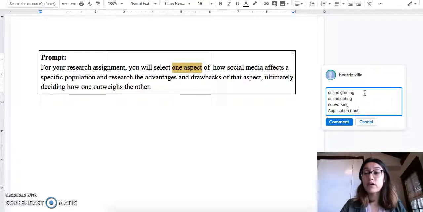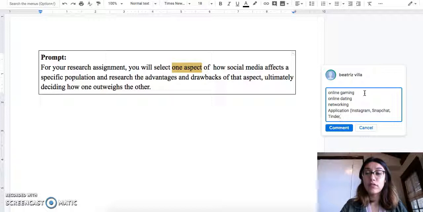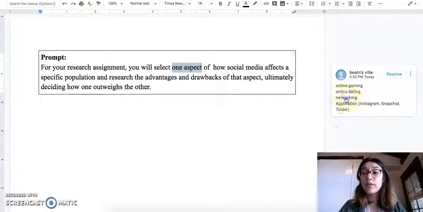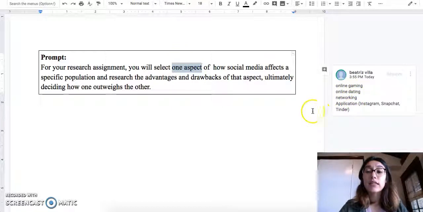You can focus on Instagram, Snapchat, Tinder, how these specific aspects affect a specific population. So now that we've come up with a few aspects, let's look at types of populations that we can potentially focus on.